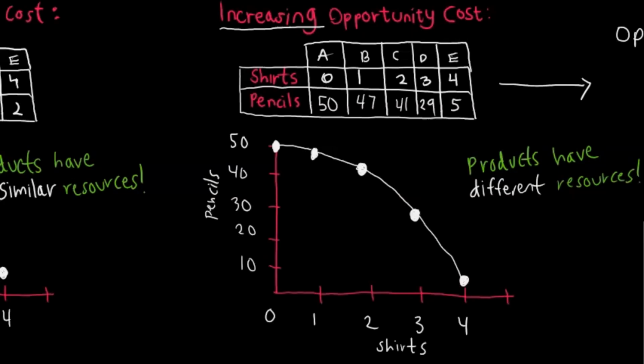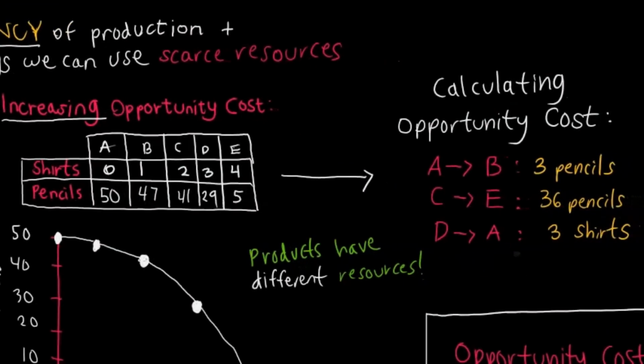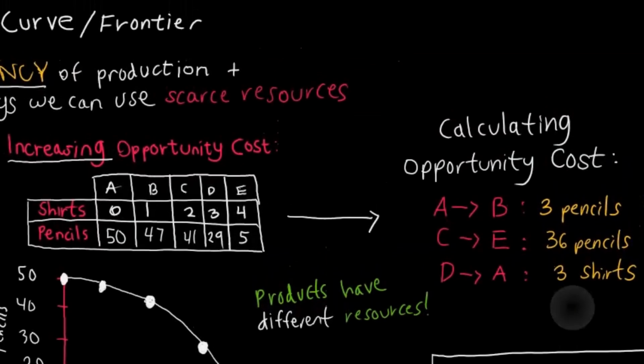So you can see here that instead of losing 3 pencils, we go from 47 to 41 pencils. That's 6 pencils. That is literally double the number of pencils we've lost. And from there, it just keeps increasing.